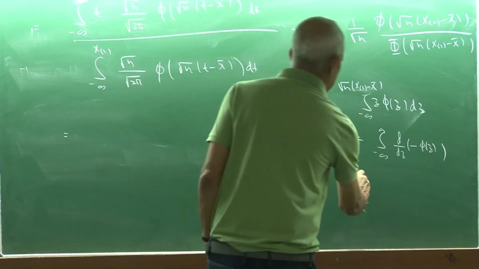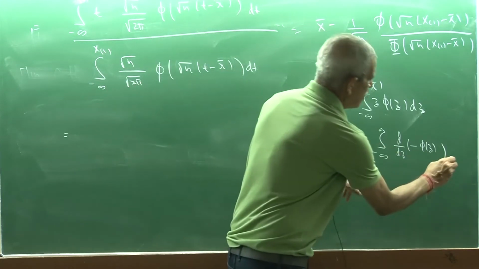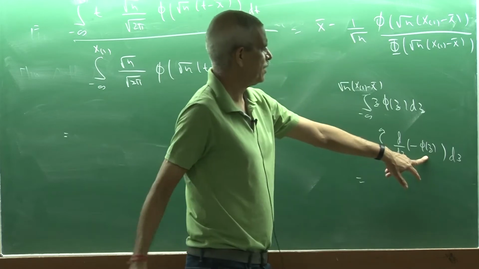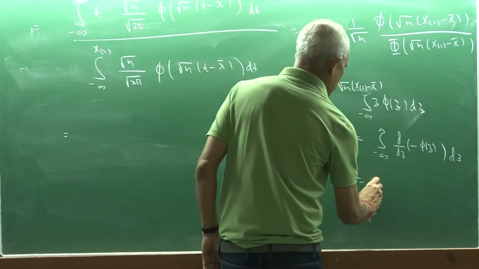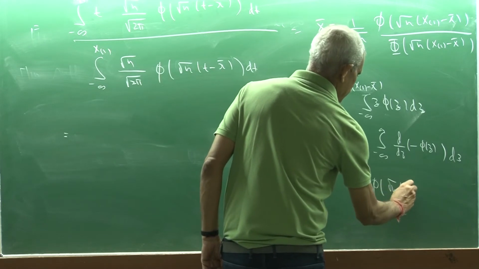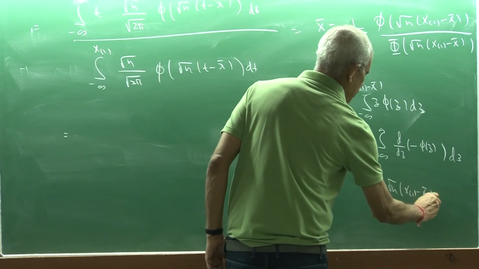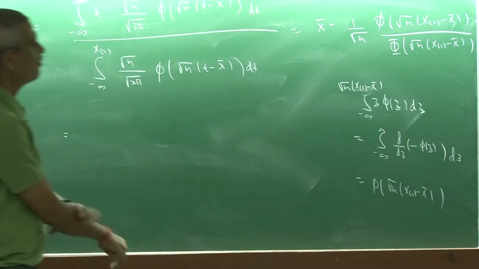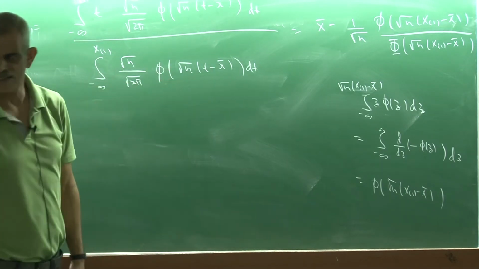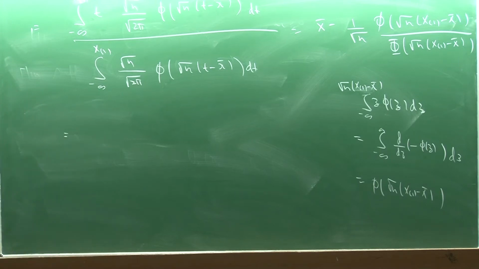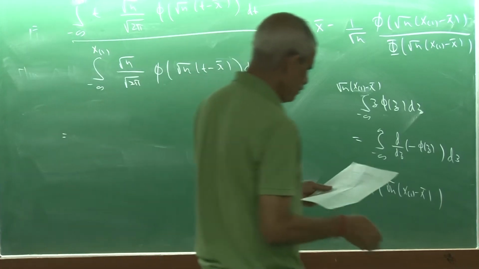So if that is the case, the integral becomes this. So this would become phi of root n (x1 minus x bar), and that is how this quantity is coming. And then one x bar will come, and they will get cancelled with the numerator thing. So this is what you will get. So let me do one more problem.